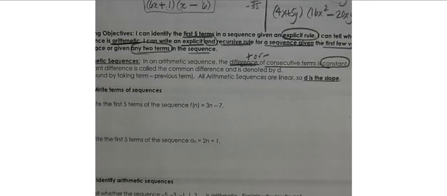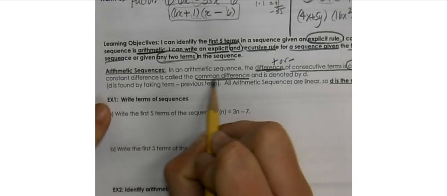So what that difference means is that you're either going to be adding or subtracting the same number each time in order for you to come up with your next value. That's what a common difference represents. This constant difference is called the common difference, and we denote it using the letter D. So please keep that in mind.